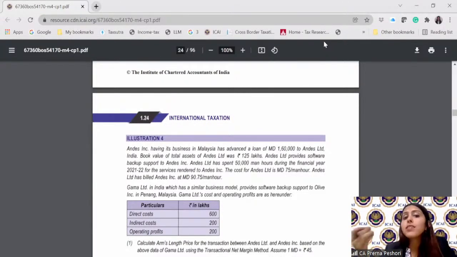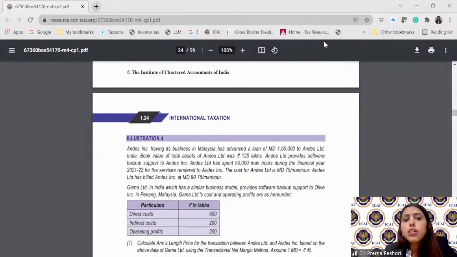You don't need to divide 160 by 125 lakhs. You need to convert it because that is in Malaysian dollar. Then you need to write that this particular software development service or software backup support service is an international transaction and therefore TP will be applicable.